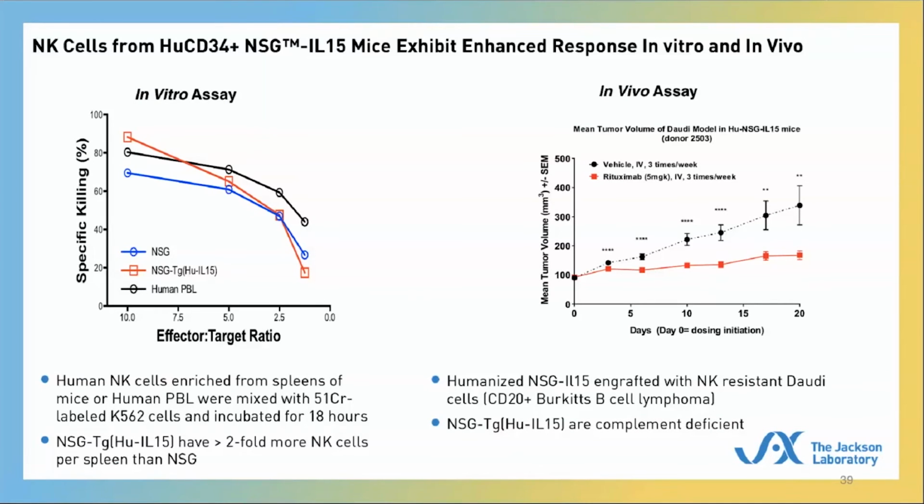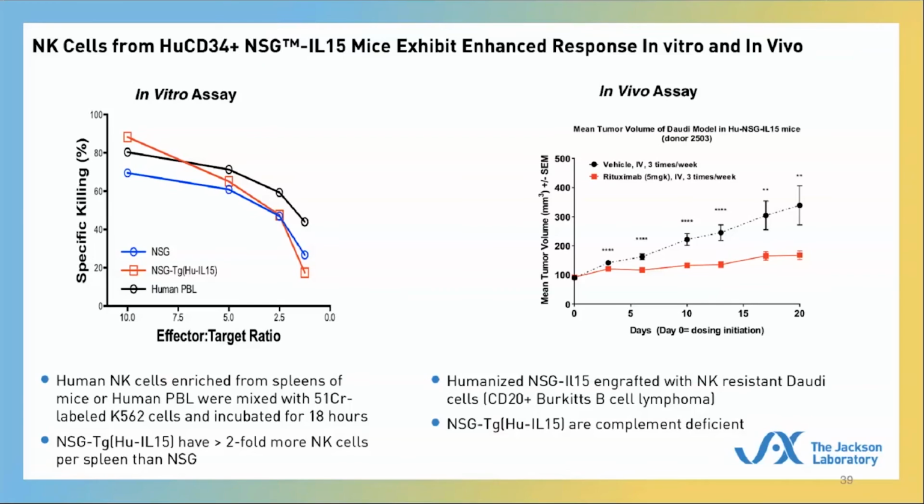So in vitro, that's your traditional chromium release assay at different E to T ratios. And we're comparing purified NK cells from the NSG mice in green, the NSG-15 in red, and human PBL in black. So at the different E to T ratios, the efficacy is very, very comparable. The only difference is that the frequency of NK cells in the NSG mice is relatively low. So actually, you would need to sacrifice more mice.